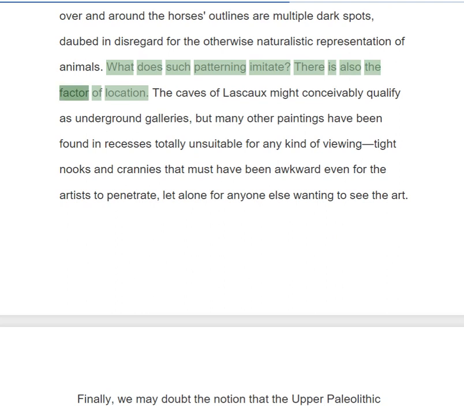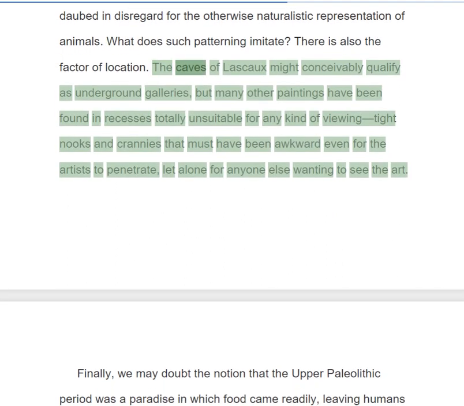There is also the factor of location. The caves of Lascaux might conceivably qualify as underground galleries, but many other paintings have been found in recesses totally unsuitable for any kind of viewing, tight nooks and crannies that must have been awkward even for the artists to penetrate, let alone for anyone else wanting to see the art.